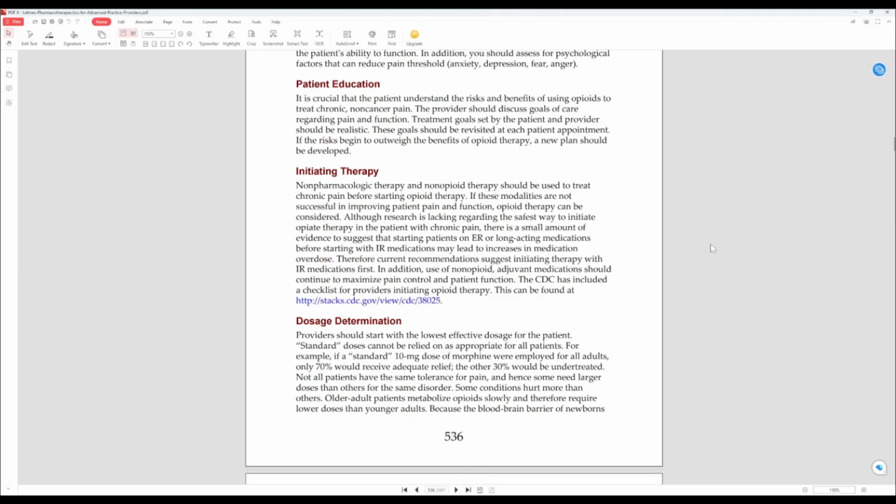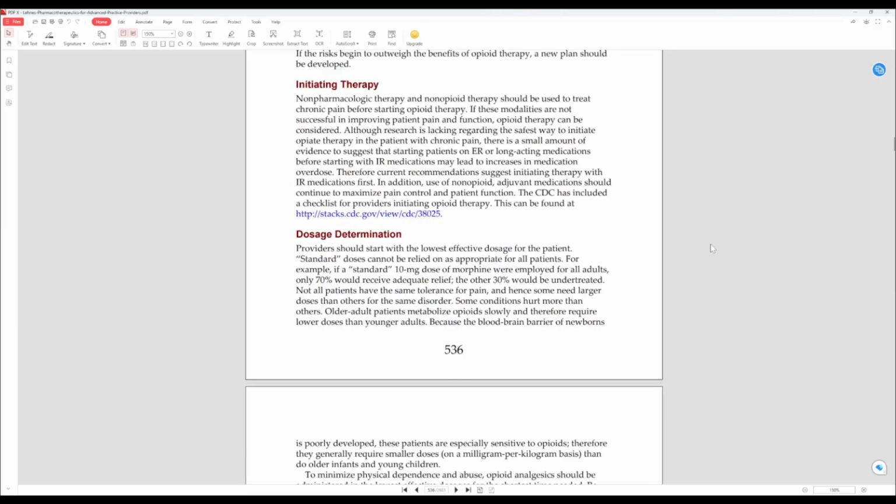The provider should discuss goals of care regarding pain and function. Treatment goals set by the patient and provider should be realistic. These goals should be revisited at each patient appointment. If the risk begins to outweigh the benefit of opioid therapy, a new plan should be developed.